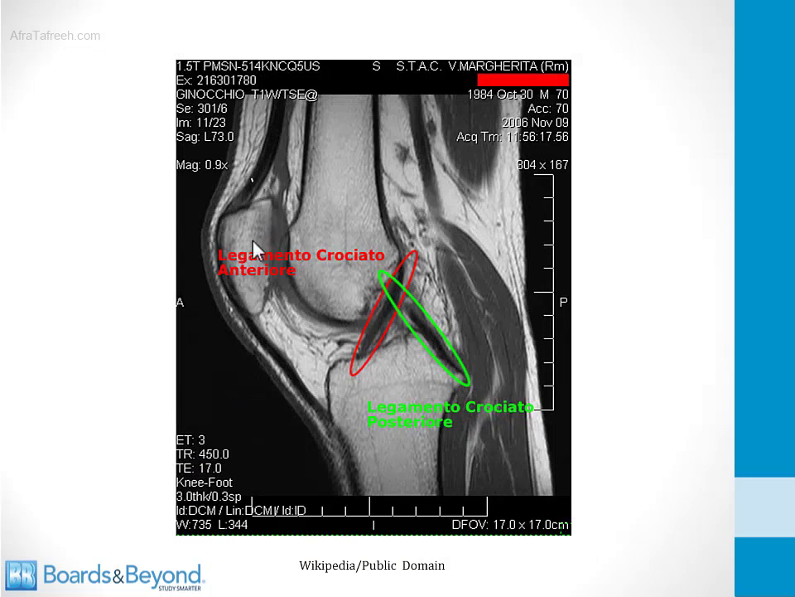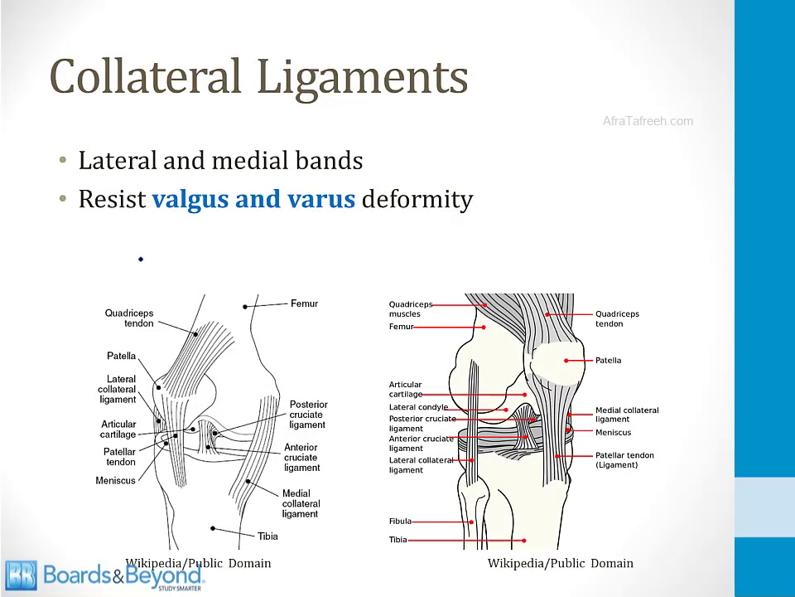Once again, you can orient yourself by finding the patella. The upper bone is the femur, the lower one is the tibia, and you can see the ligament that attaches to the anterior portion is the ACL, and the one that attaches to the posterior portion is the PCL. Now let's talk about the collateral ligaments.